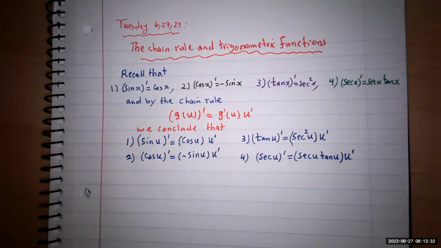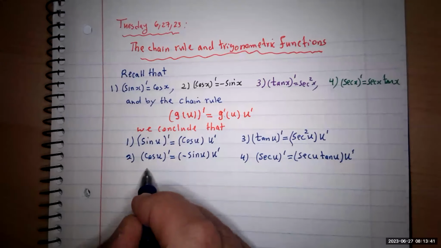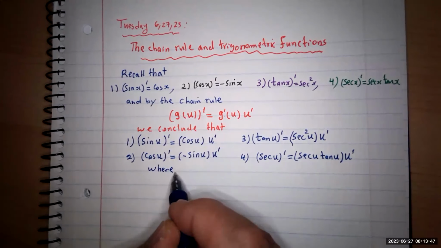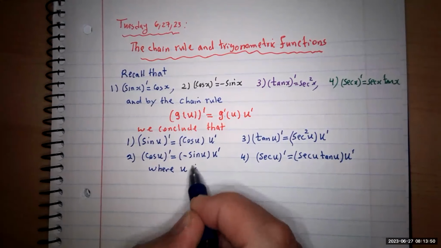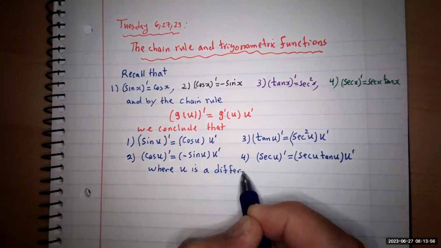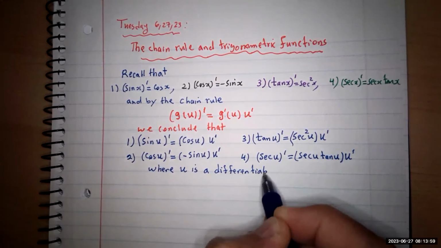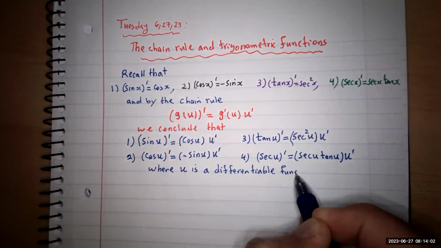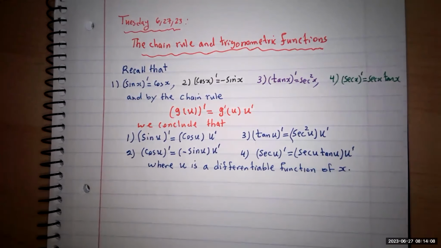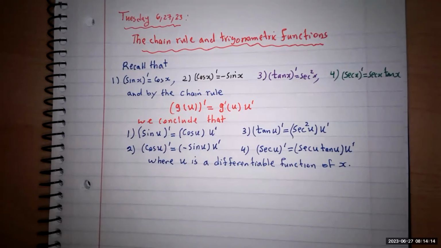Any question? So this is how we're going to do it. Of course, these are all true where u is a differentiable function of x, like x squared, radical x, pi x, depending on where you are. So that would be our first version.